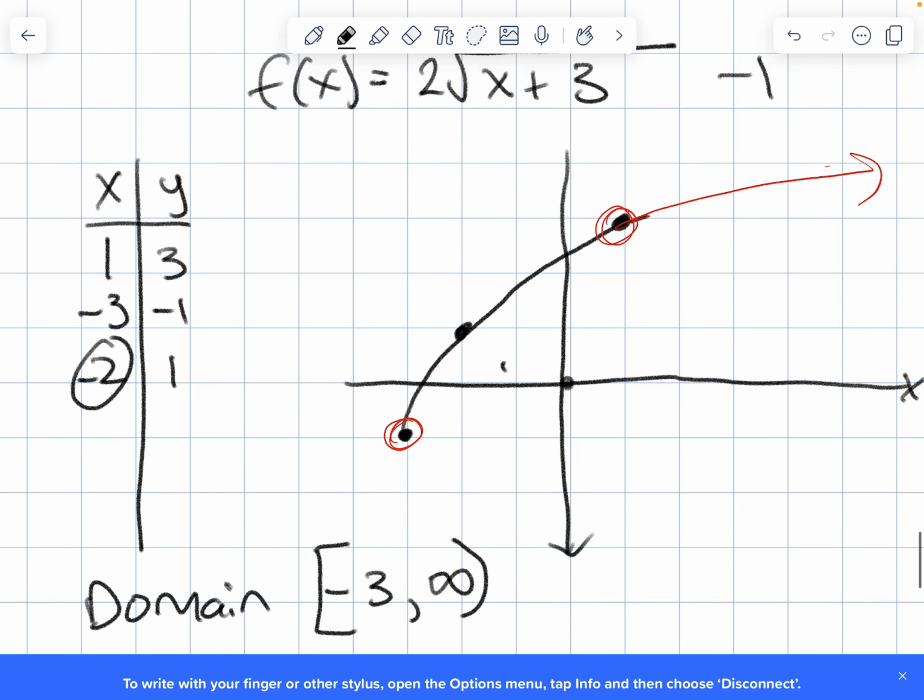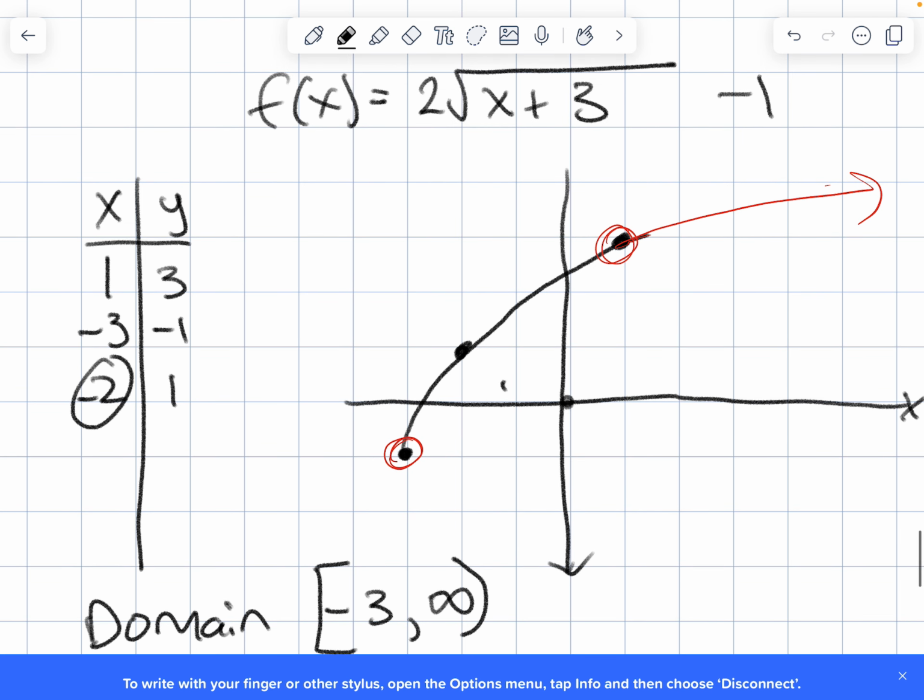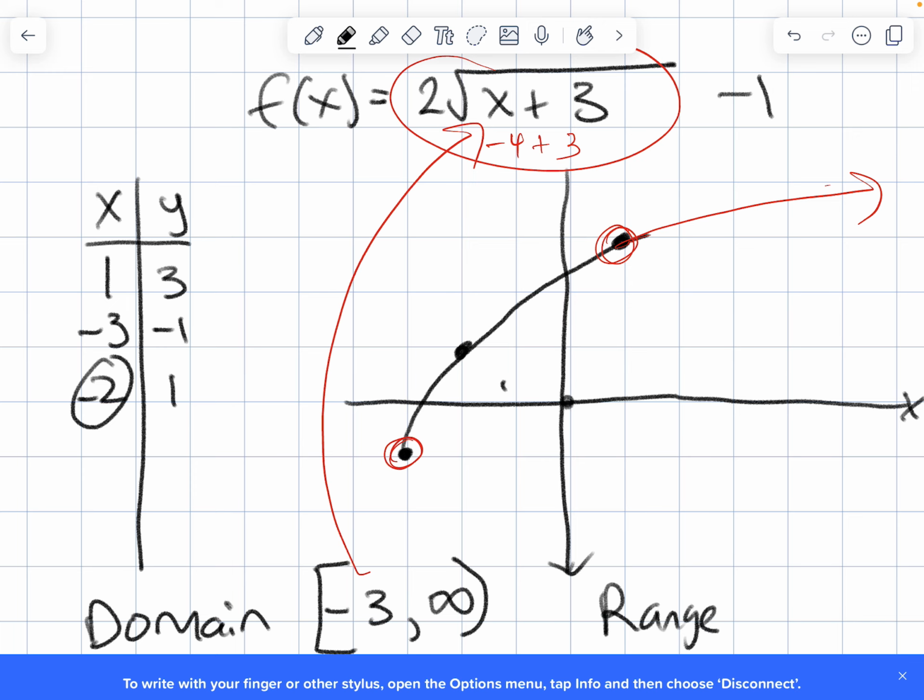Now, let's just check with our equation here. Here is our equation. Is there anything I can plug in there left of negative 3, smaller than negative 3? Could I plug in a negative 4? See what happens if I try plugging in a negative 4. Negative 4 plus 3 is negative 1, and I can't take the square root of a negative, so negative 3 is the farthest left I can get. If I try going any further to the left, I'll get imaginaries. So that is our domain. Now for our range, it is the y values. How low can we go? How high can we go?